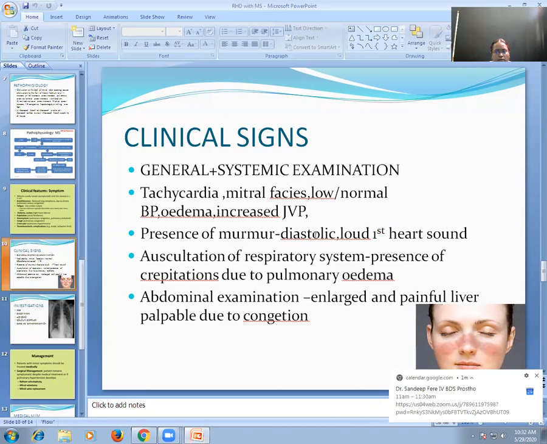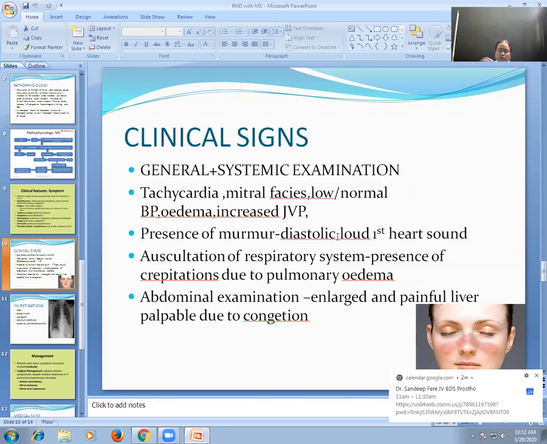So presence of thrill, presence of parasternal heave on palpation. Then in auscultation, you have to auscultate the heart sounds. Whether there are two heart sounds, that is S1, S2, that is normal. But in presence of extra heart sounds, S3, S4, it is called gallop rhythm and it is a sign of heart failure. Presence of S3 always suggests heart failure, which is called gallop rhythm. Then presence of murmur.